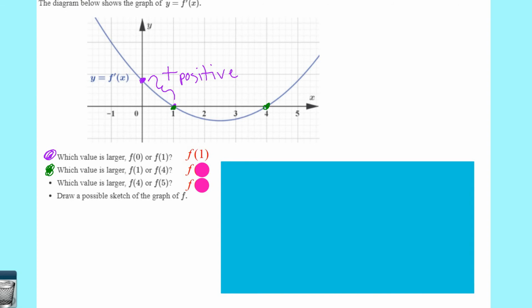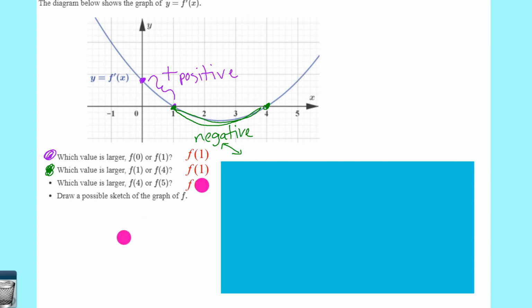So notice from here to here, these are all negative, which means our values are decreasing. So if our value is getting smaller and smaller, that means f of 4 should be getting smaller. So let's see if we're right.